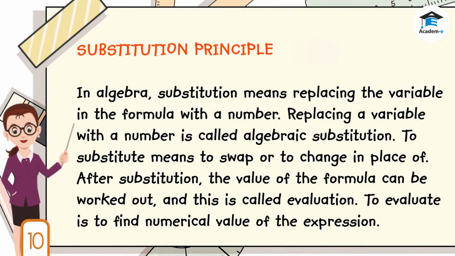Substitution principle. In algebra, substitution means replacing the variable in the formula with a number. Replacing a variable with a number is called algebraic substitution. To substitute means to swap or to change in place of. After substitution, the value of the formula can be worked out, and this is called evaluation. To evaluate is to find the numerical value of the expression.